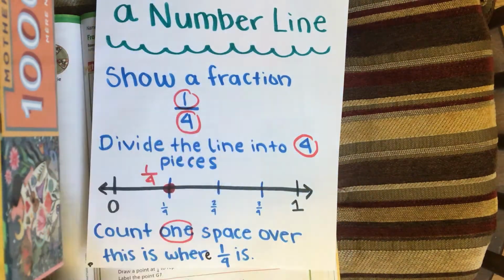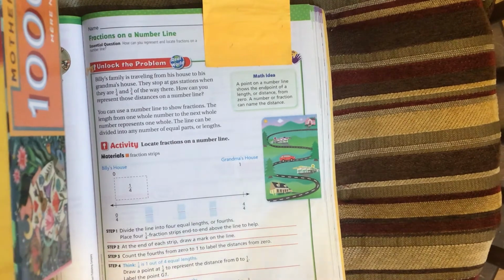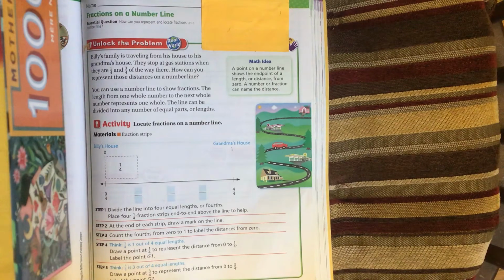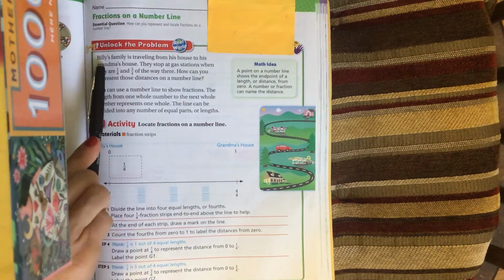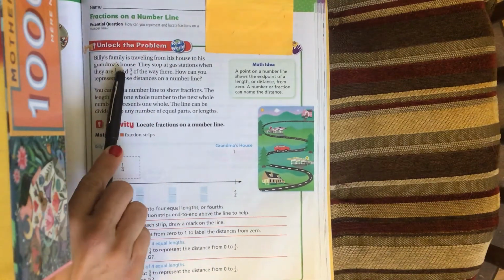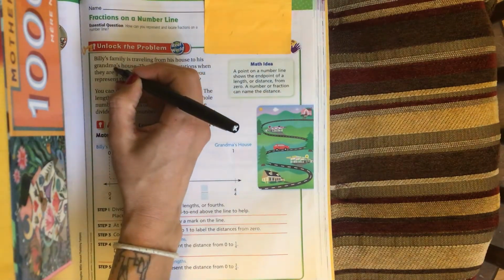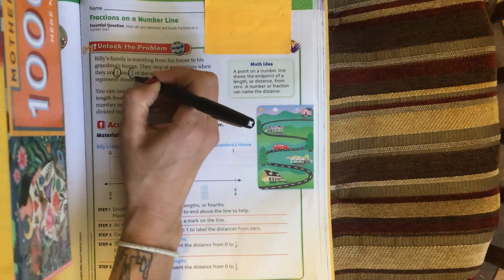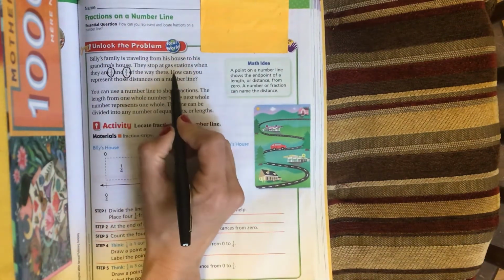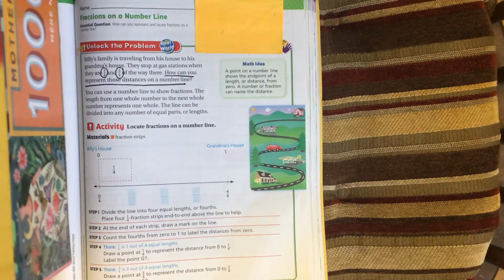Okay, so let me show you a little bit of your workbook pages that we're going to ask you to do. Follow along with me on this page. You can be doing it on your own paper, you can be doing it on a whiteboard, or you can just be watching until there's work that you need to get done. As usual, we always start with a word problem. Billy's family is traveling from his house to his grandma's house. They stop at a gas station when they are 1/4 and 3/4 of the way there. How can you represent those distances on a number line?